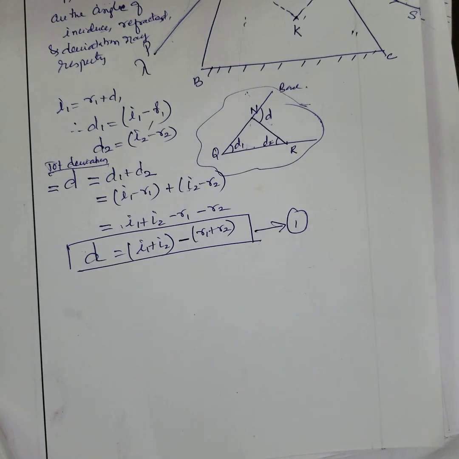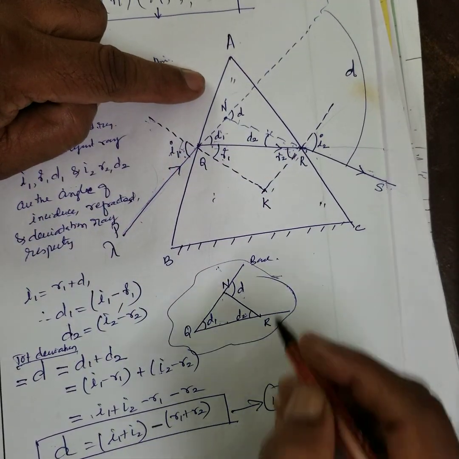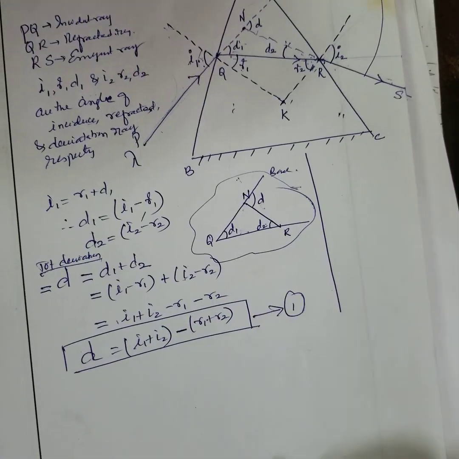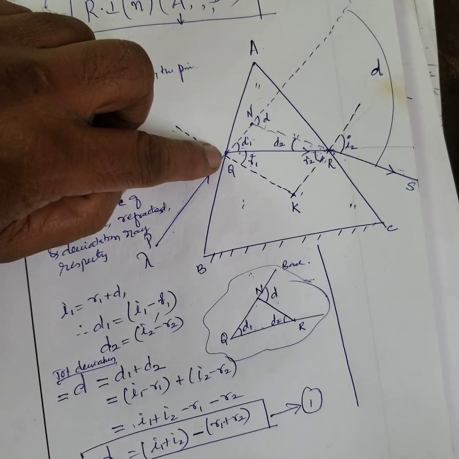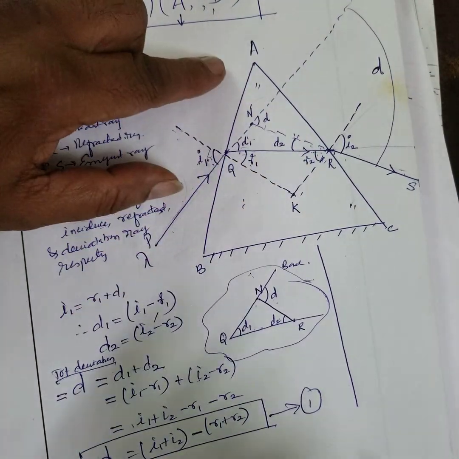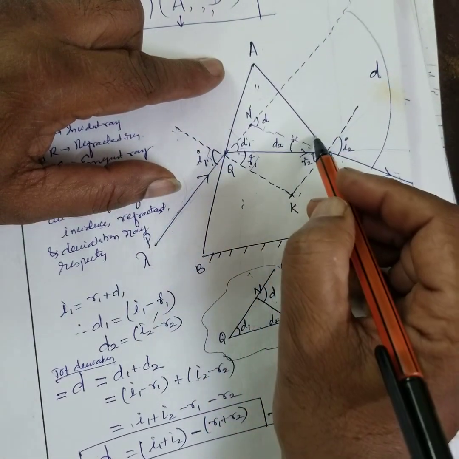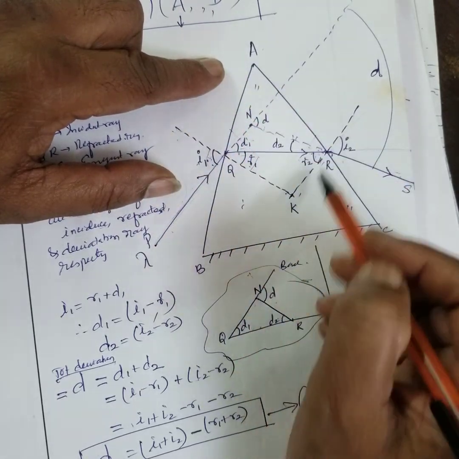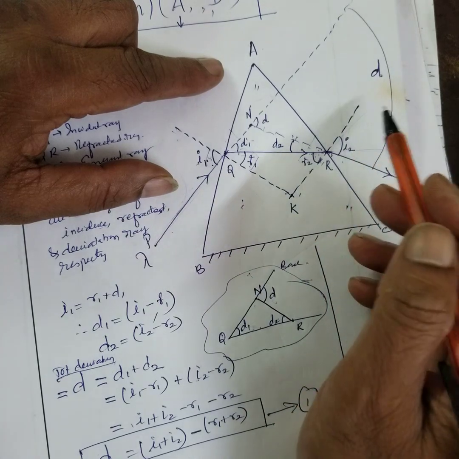Total deviation. Now if you observe this diagram, what is that? A, B, Q, K, R. This is the quadrilateral. See, this is 90 degree because normal. This is also 90 degree normal. Then any quadrilateral, the sum of all the angles is 360. Or cyclic quadrilateral they call.